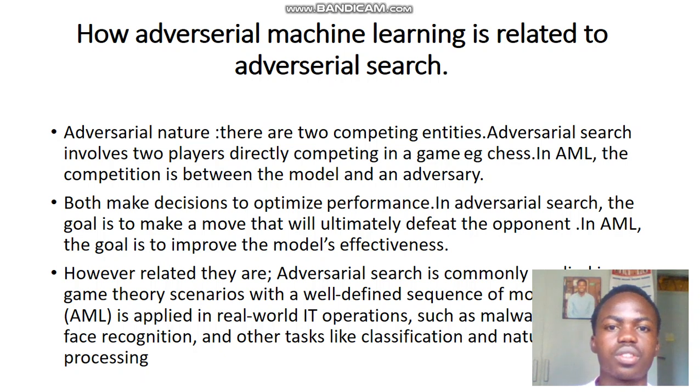And then how is adversarial machine learning related to adversarial search? You can consider the adversarial nature, where we have two competing entities. For example, in adversarial search, you can have the model and then the person playing the chess. Both of them are meant to optimize performance.